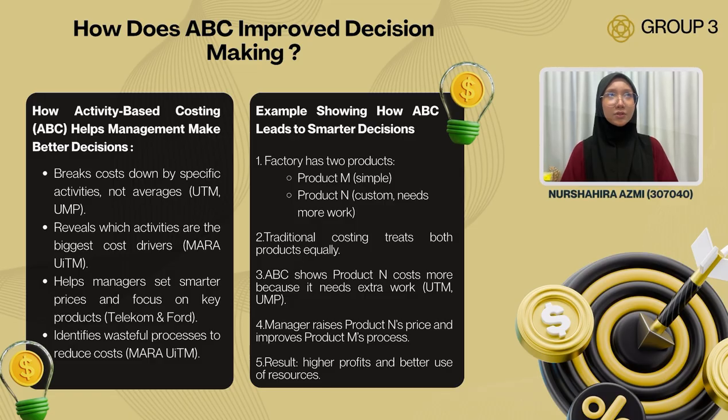Let me illustrate with a simple example. Imagine a factory producing two products, where product M is straightforward, while product N requires more customization and effort. Traditional costing treats these products equally, but activity-based costing reveals that product N incurs higher cost due to the extra work involved. Consequently, the manager adjusts the price of product N accordingly and refines the process for product M, leading to improved profitability and better resource allocation.